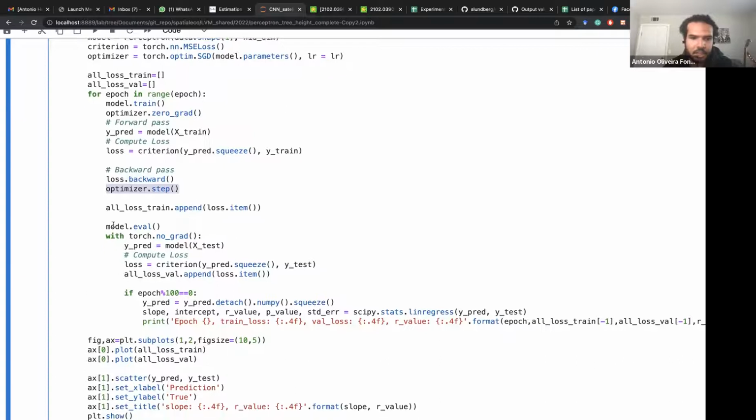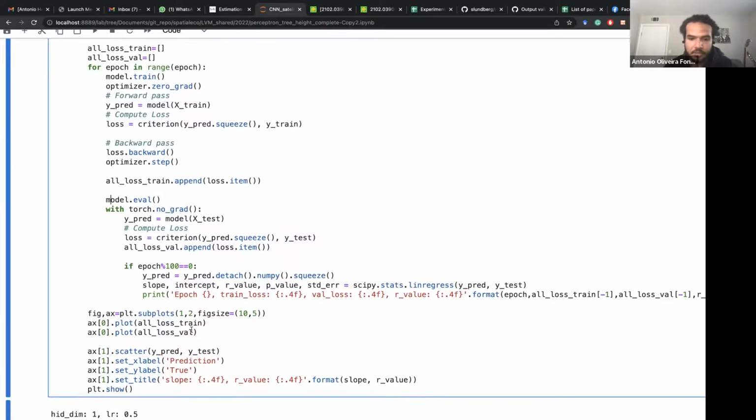Nothing new here. And then the eval: I did one full pass in the data. Now I set my model to evaluation mode, so all those things that were meant just for training purposes are turned off. And then I can do a full pass just to see how it's performing on the test set.